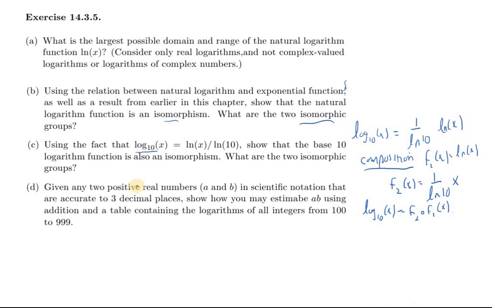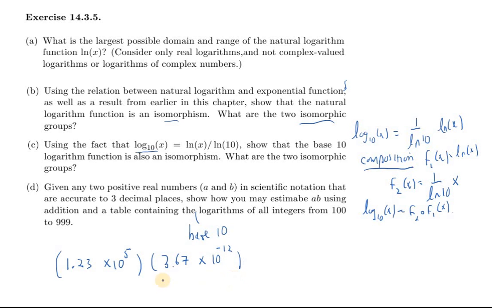All right, now, given any two positive real numbers, a and b, in scientific notation that are accurate to 3 decimal places, show how you may estimate AB using addition and a table containing the logarithms of all integers. So I should say the base 10 logarithms here, of all integers from 100 to 999. Okay, so for instance, I should be able to do 1.23 times 10 to the 5th times 3.67 times 10 to the minus 12.